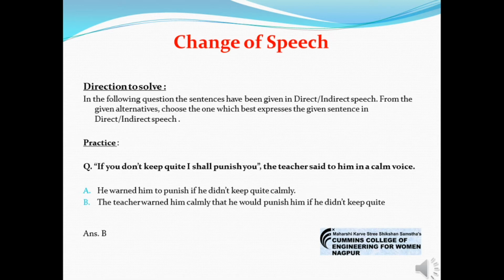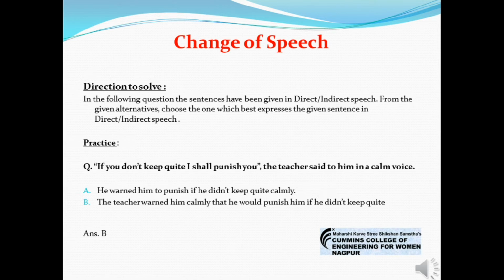He said, "I am right." This is direct form. It will change into indirect: He said that he was right. Now, I'll explain a few technical parts. The first part of the direct speech, which is "he said," is known as the reported verb, and the part which is in inverted commas is the reported speech.